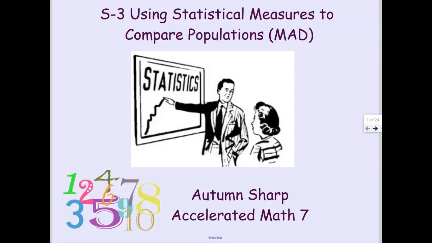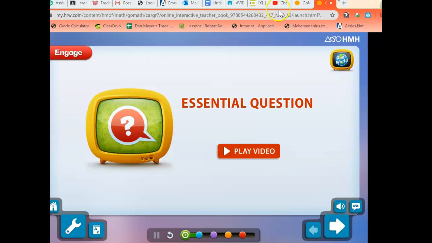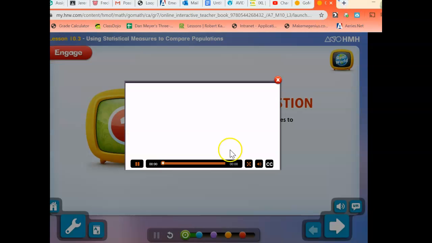We're going to continue our journey into statistics by looking at something with a funny name called a MAD. So it's another measure that's going to help us compare two different populations to each other. And it's not mad like, hey, I'm mad. It's MAD, and you're going to see what that means.